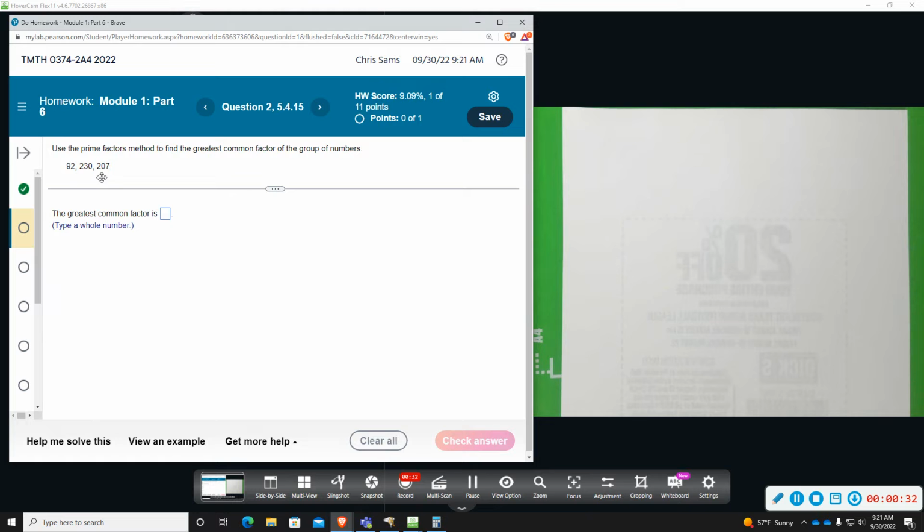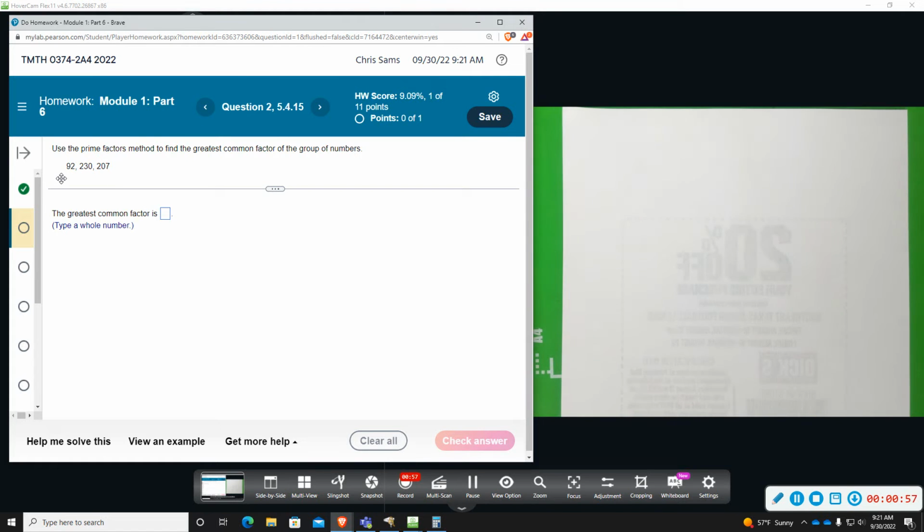Well, in this case, it is not asking for the prime factorization of any of these numbers. So that would lead me to believe that you can do it any method that you choose. So we will go ahead and do the prime factorization method.